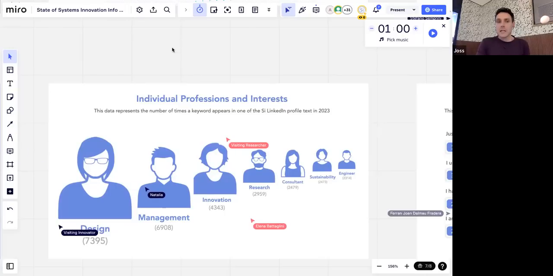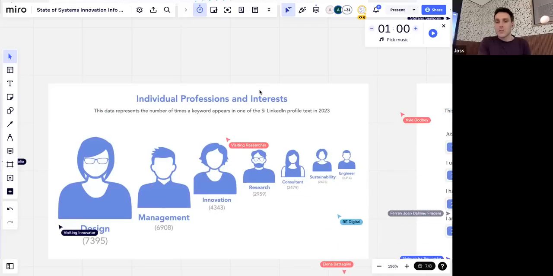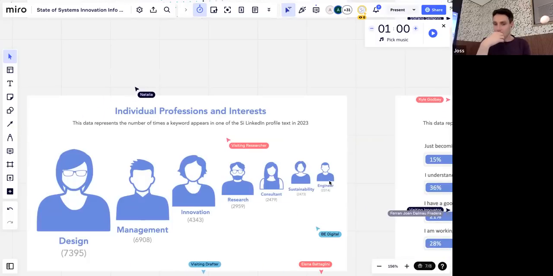We can see here, this is actually taken from LinkedIn, and we analyzed the header profile text of the members to see how many times each word appeared in their profile. You can see design, 7,395 times, versus management, innovation, research, consultants, and people working in the area of sustainability and engineering.